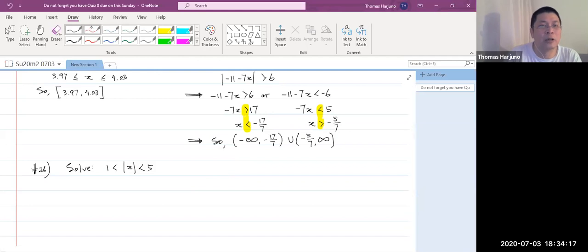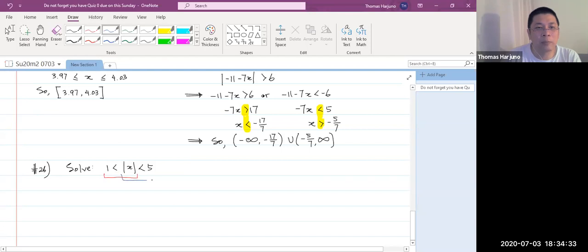But I actually did. Notice that this is a compound inequality, right? If you're actually clueless how to do this, and there's no other way in this case, then what you can do is tackle this inequality and this inequality separately. That's how we will do it. So the first case is when absolute of x is greater than 1 and absolute of x is less than 5.